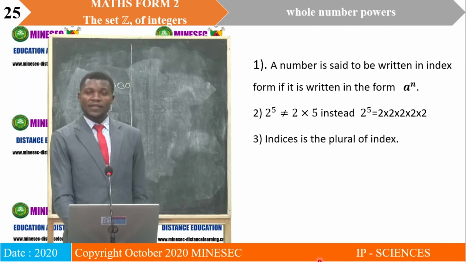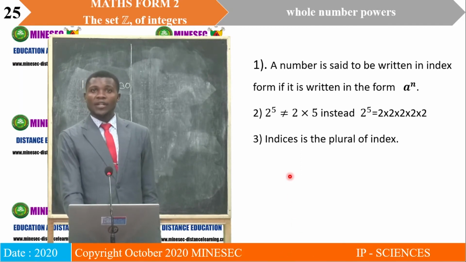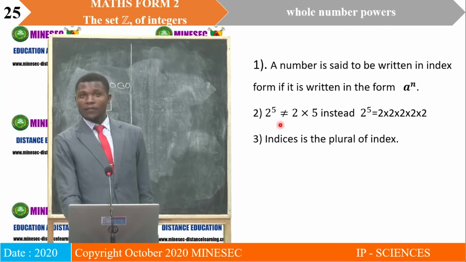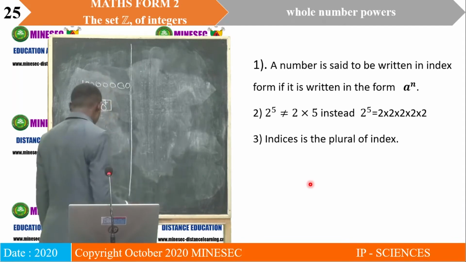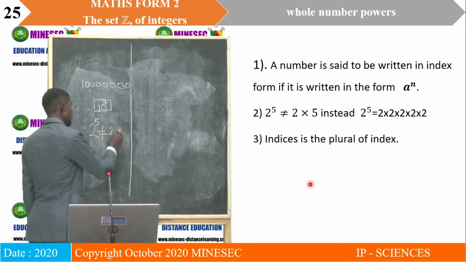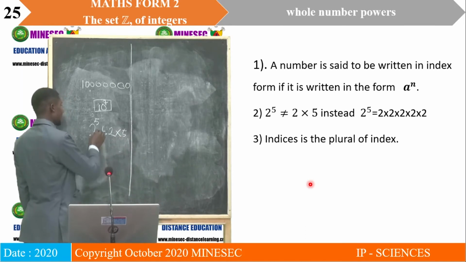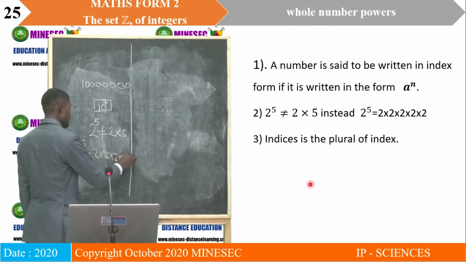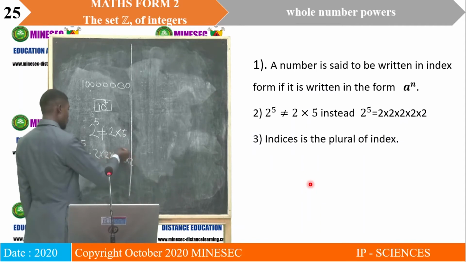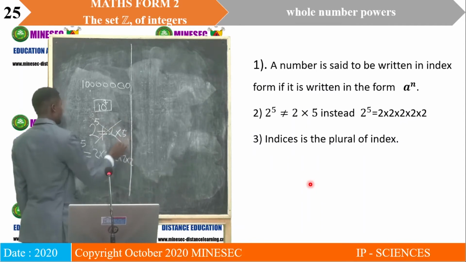Now, from the activity that we just had, we can see that for a number to be written in standard form, it must be in the form a raised to the power n, where a is the base and n is the power. So if I write 2 raised to the power 5, it does not mean that I should write and multiply like this. It is not supposed to be written as 2 times 5. We said from our activity that 2 raised to the power 5 equals 2 times 2 times 2 times 2 times 2, 5 times. So this is how, when we write a number in index form, we express or calculate. If you do it like this, it is wrong.